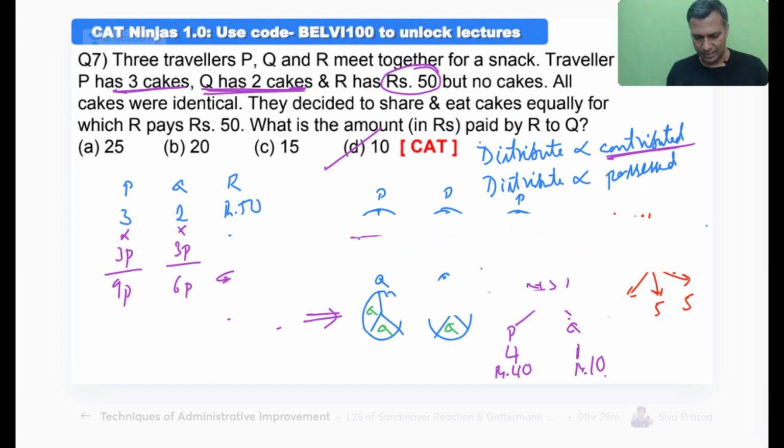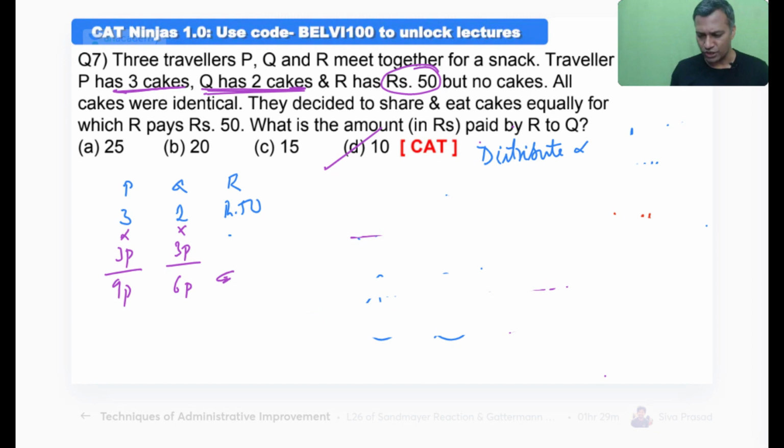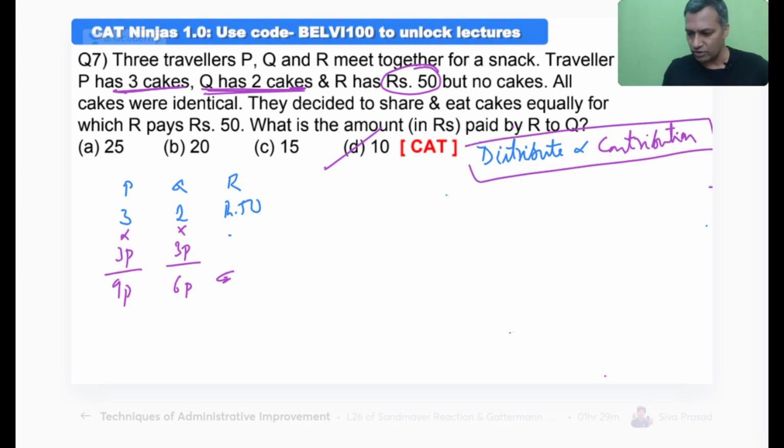Let's see therefore how this has to be handled in that case. Because I cannot take the cake and keep cutting it and doing all that stuff, how could this question have been worked out? What is the way to work out this particular question? We clearly understood that distribution is a function of contribution. That is the keyword.